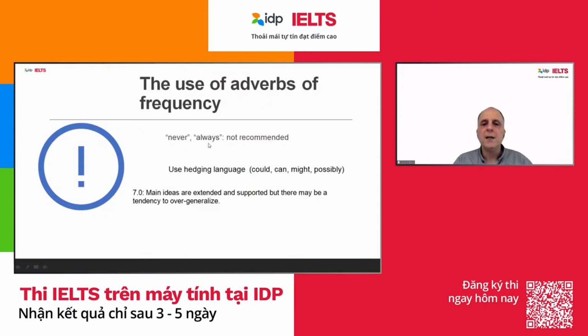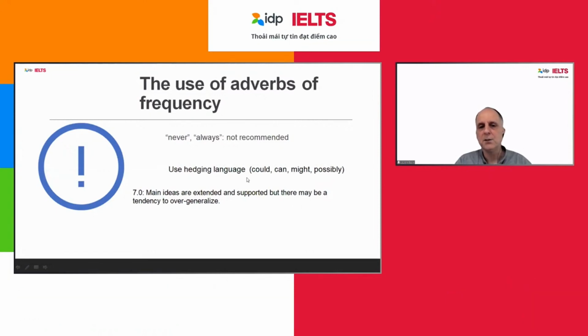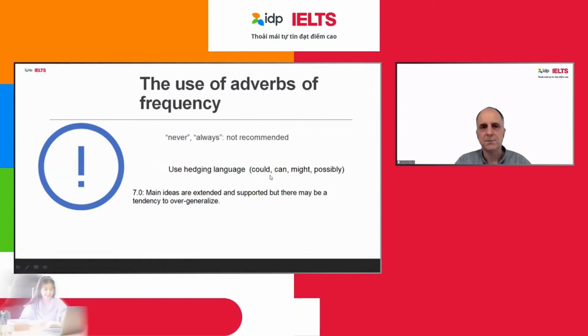So, never and always are not recommended. Very few things are never and always. So we use hedging language. Now, I come back to that 7.0. So maybe a tendency to overgeneralize. So this is the way I read it. We're not using hedging language.